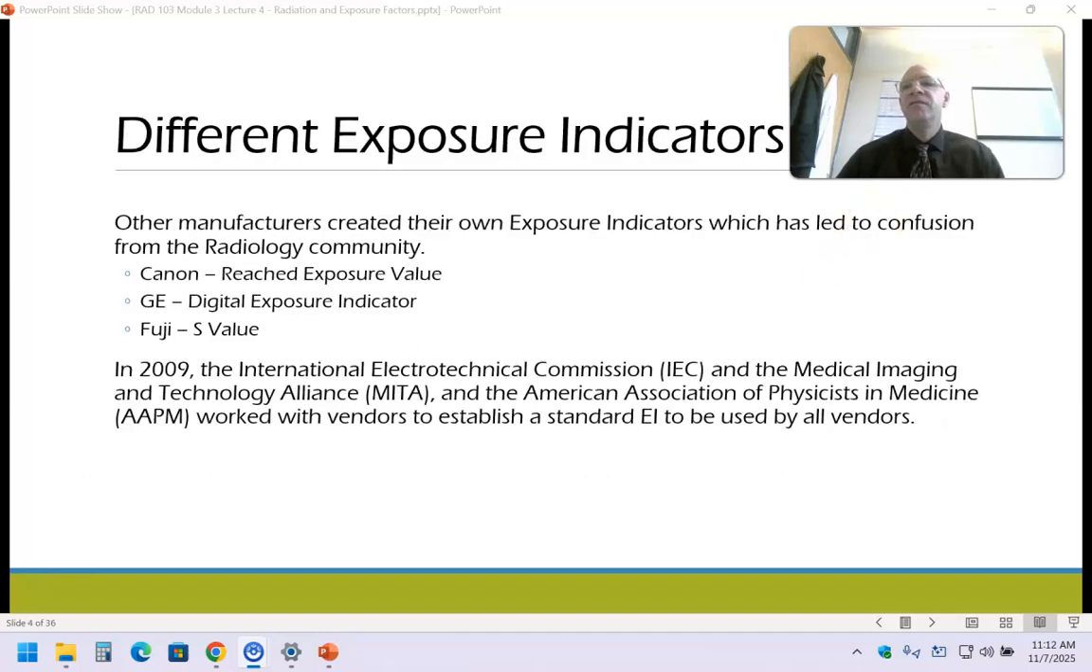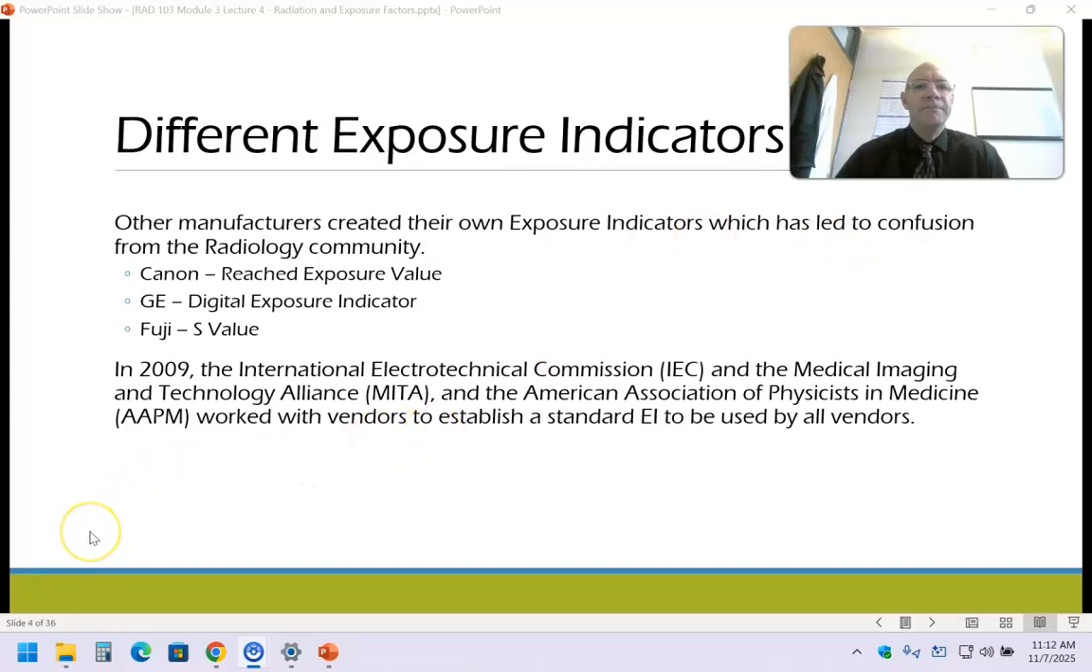As you can imagine, different manufacturers are going to have their own exposure indicator. Canon has something called the reach exposure values. GE has the digital exposure indicator. Fuji has the S value. But there are some, like Carestream, that use exposure indicator. They don't call it anything too crazy.